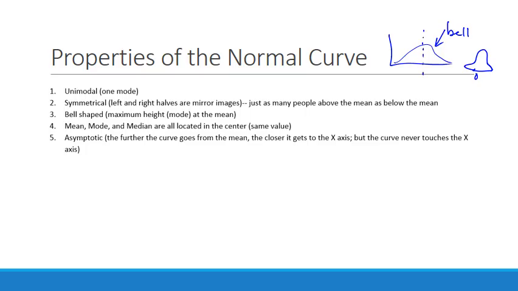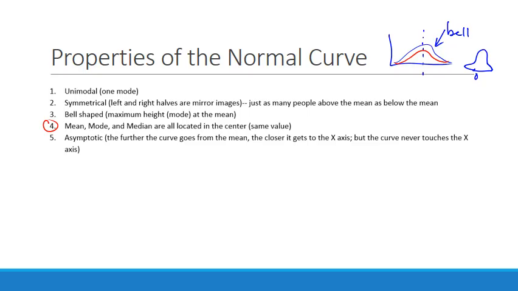So let's try to draw that one more time. That looks a little bit better. Third, it's bell-shaped, like we just talked about. Now, it's bell-shaped, which means the highest part's in the middle, and that's because the mode, the mean, and the median, they're all there. And that's what my fourth one is saying.